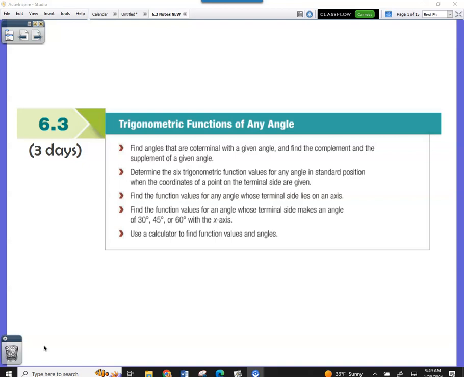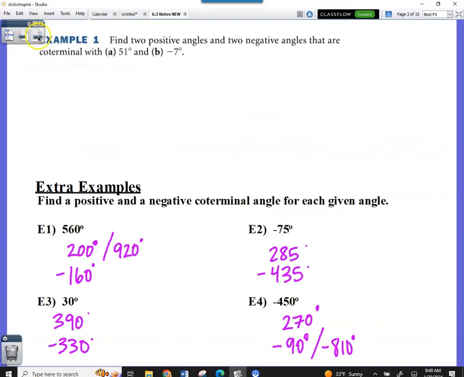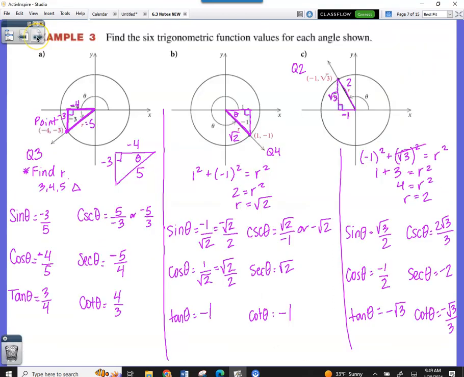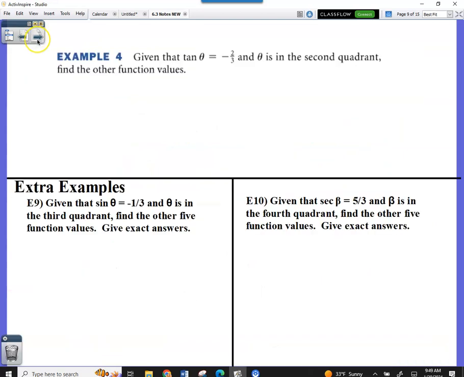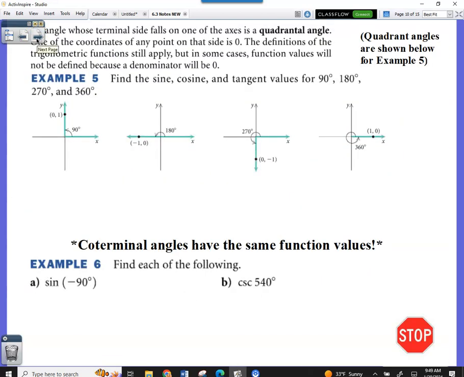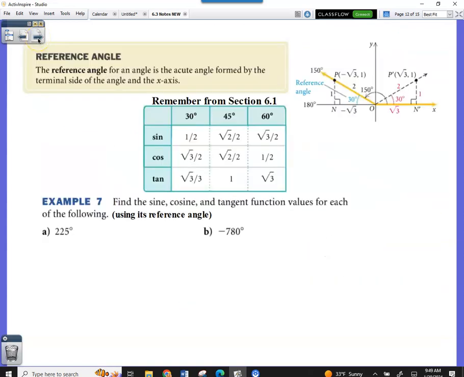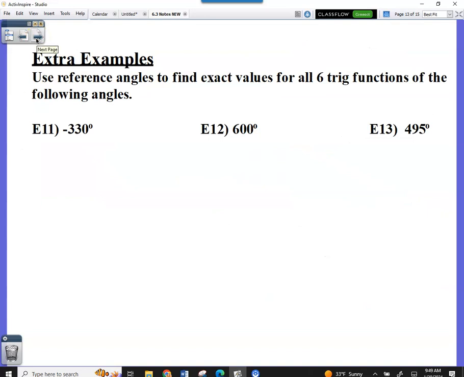All right, 6-3. Let's finish this before the board decides to give up on me again. Oh, it didn't save my writing from yesterday, did it? Nope. Okay.